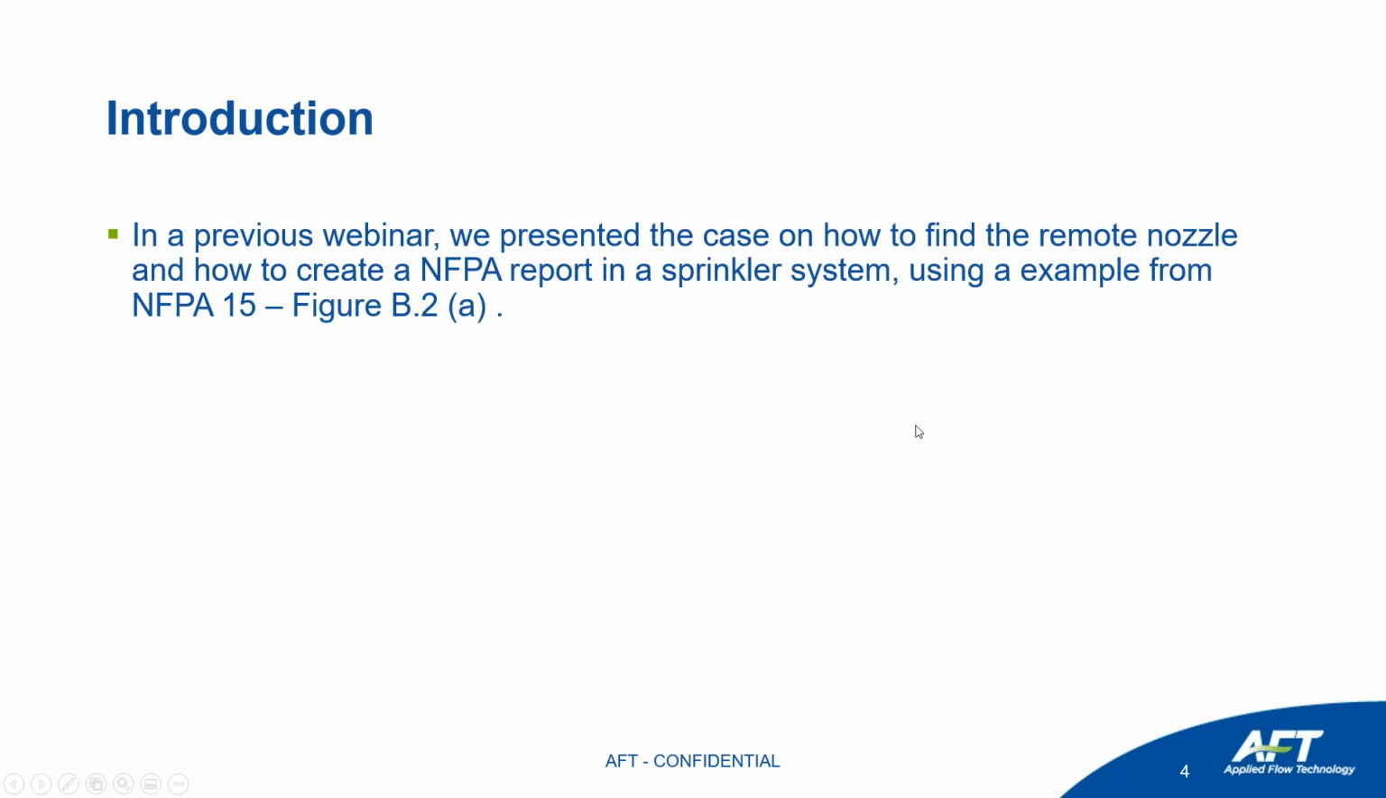In previous webinars, we have presented the case on how to find a remote nozzle and how to create an NFPA report in a sprinkler system, using as an example NFPA 15, figure B.2a. In this webinar, we will not be showing how to create an NFPA report. If you want to review that webinar, please send us an email and we'll send you a link so you can review it.